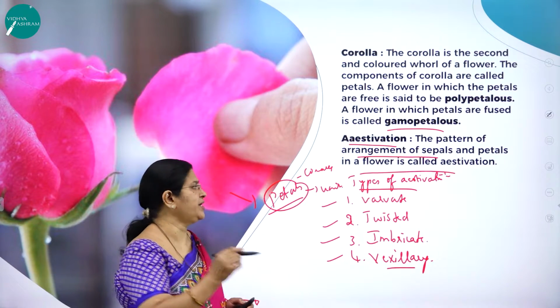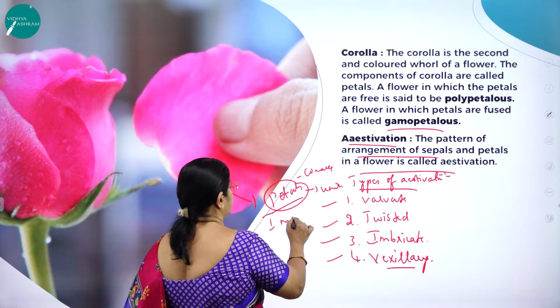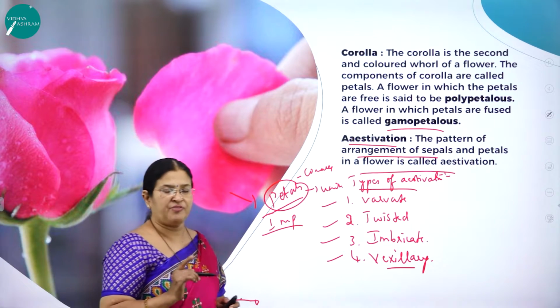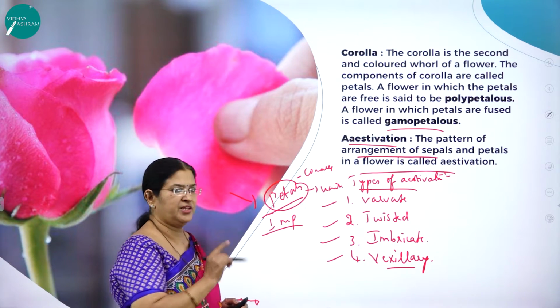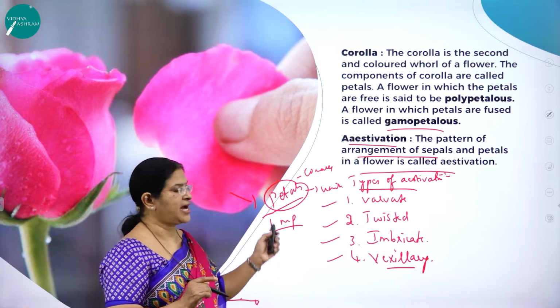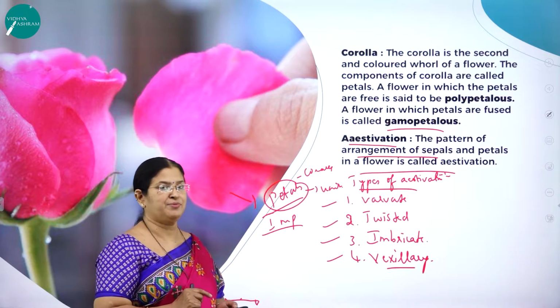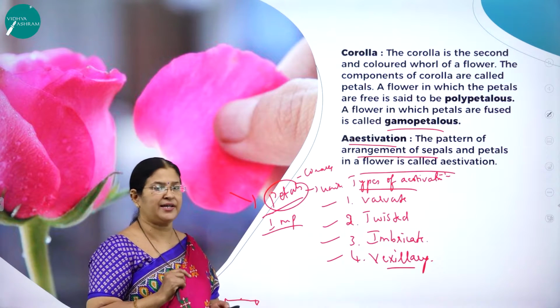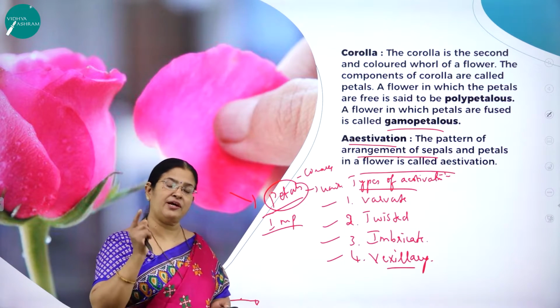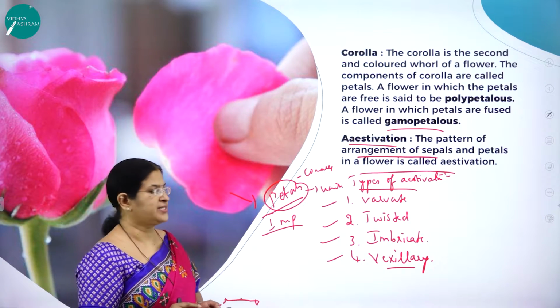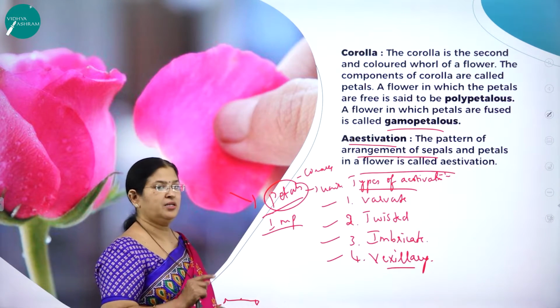This is very, very important from the examination point of view. Dear first PUC students, make note of this point. As I said, this is asked for 3 marks. Describe what is aestivation, describe the types of aestivation with a neat labelled diagram. So this is a question which is definitely asked in the board exam. So make sure that you learn the pattern.